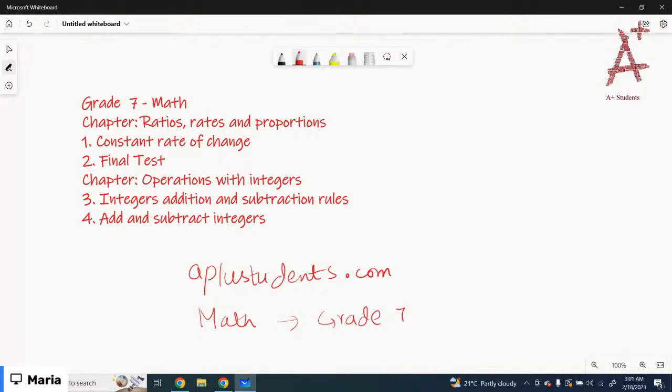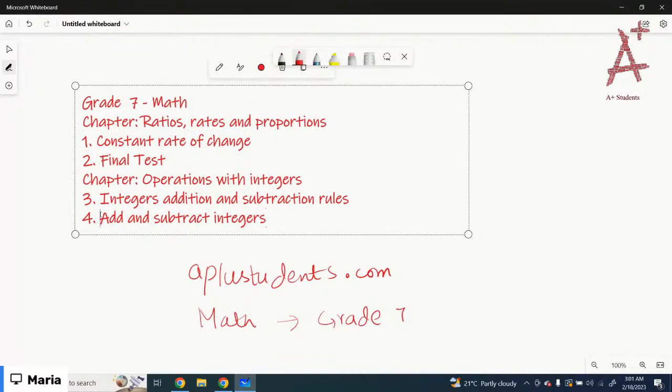We are going to start with the chapter ratios, rates, and proportions. The lesson we're going to cover today from the chapter is constant rate of change. Then we'll do the final test of the chapter. Then we're going to start the new chapter, that is operations with integers. The lessons from the chapter are integers, addition and subtraction rules, add and subtract integers. Okay, let's start with the first lesson, that is constant rate of change.